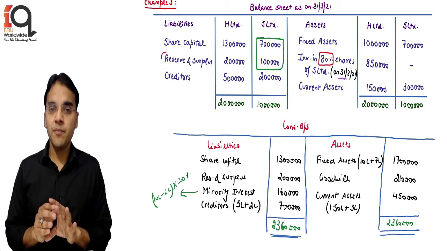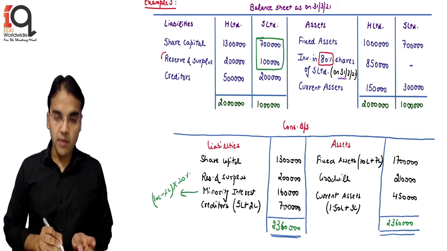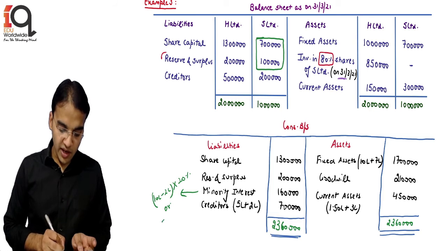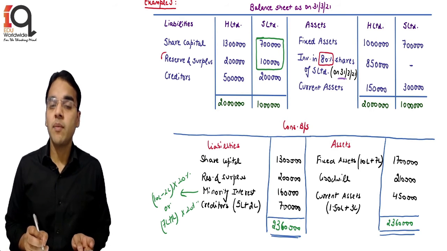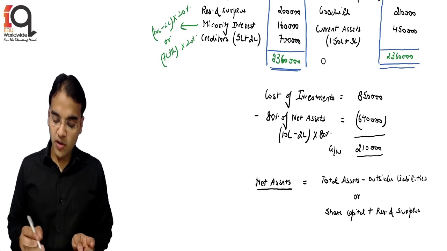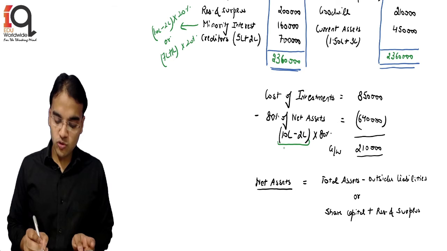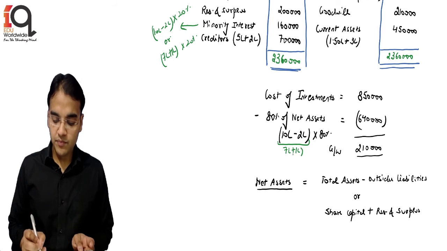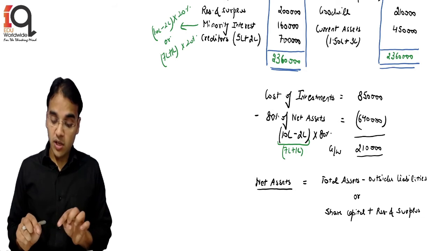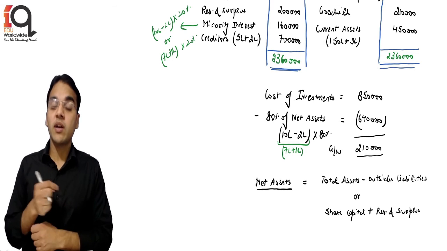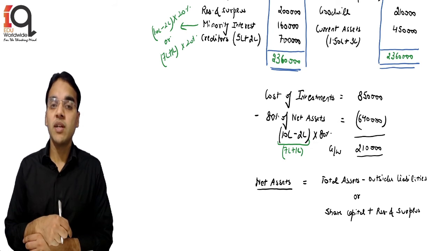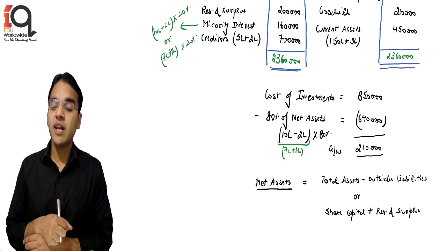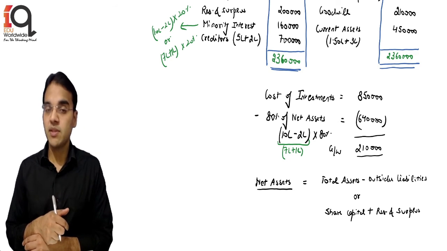And obviously I can show the calculations the same way, that is 10 minus 2, or you can show 7 lakh plus 1 lakh into 20%, because net assets means your assets minus outsider liabilities, or share capital plus reserve and surplus. Here also we can show 10 minus 2, or 7 lakh plus 1 lakh. I am writing the same because you will understand the same thing in the next example. So I am just mentioning that net assets are also termed as total assets minus outsider liabilities, or share capital plus reserve and surplus. That is one and the same thing.